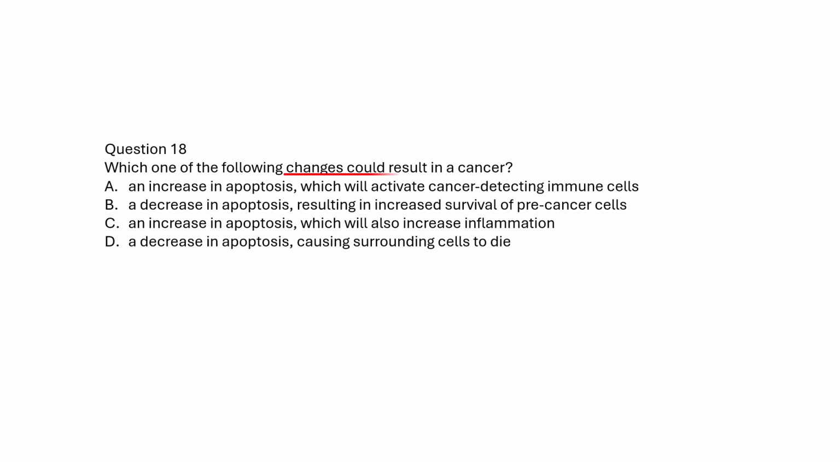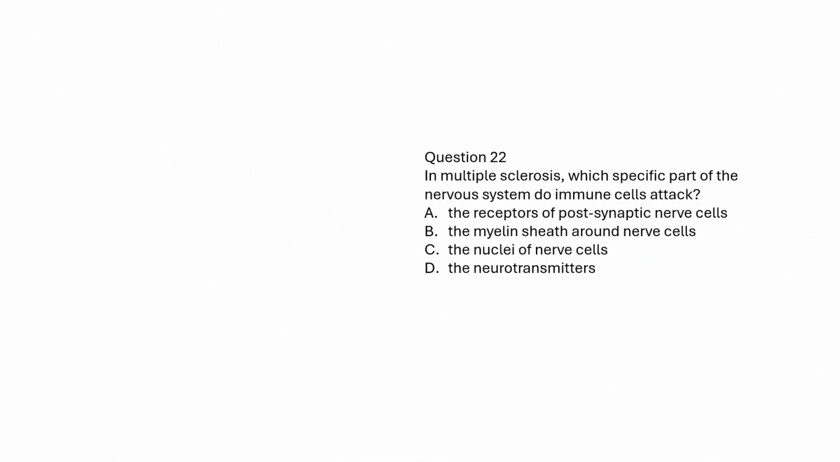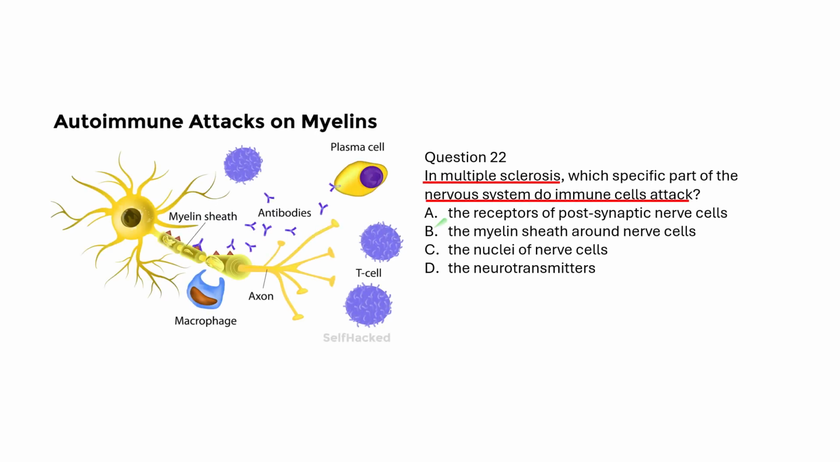When cellular apoptotic function changes, it can affect the likelihood of cells becoming cancerous. Specifically, a decrease in apoptosis means precancer cells are more likely to survive. When multiple sclerosis occurs, immune cells target and attack the myelin sheath around nerve cells.